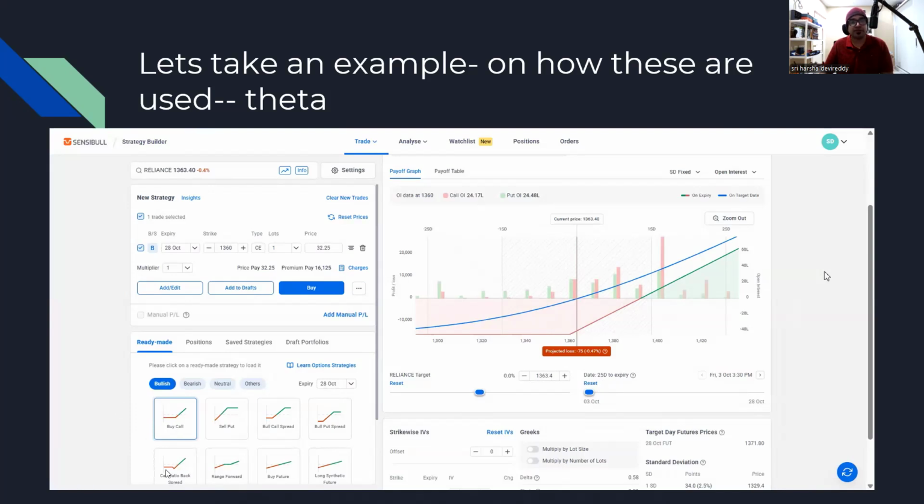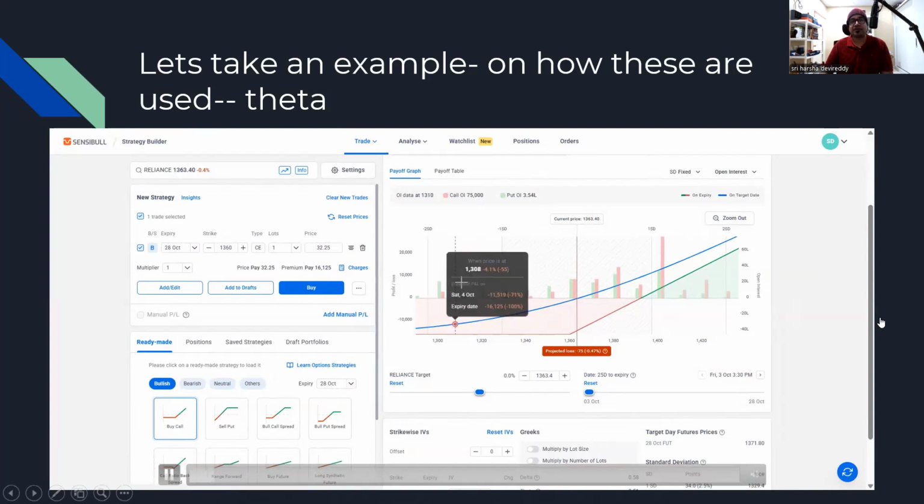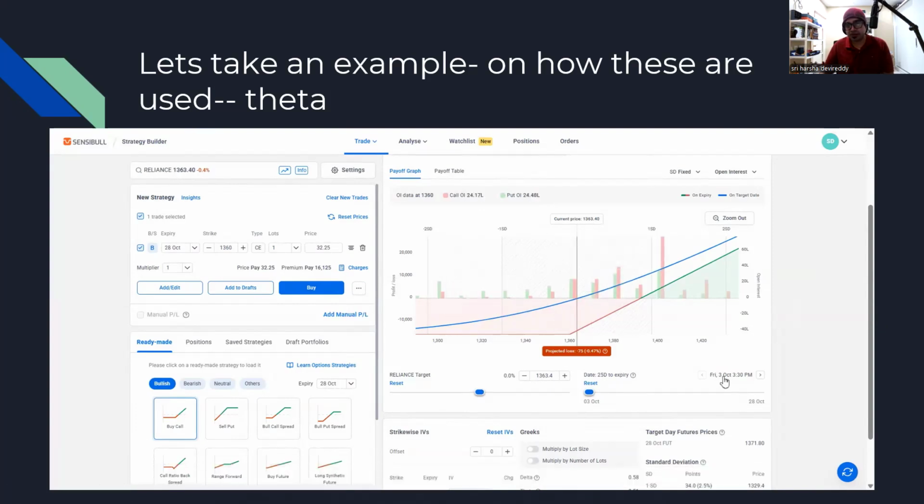So now what I will do is I'll click on, then you can see what happens. Today is Friday, 3rd October. Now I'll keep changing it till we go to expiry day. Focus clearly on that blue line and then see the gap. There is a gap between the blue line and the red line.